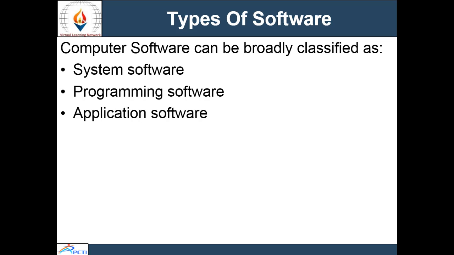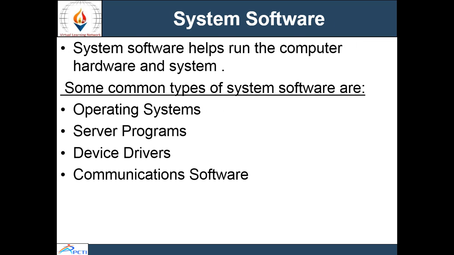Types of software. Computer software can be broadly classified as system software, programming software, and application software. Let's start with system software. System software helps run the computer hardware and system. It is designed to control the operations of a computer and coordinate all external devices like communication devices, printers, keyboards, display units, etc. It manages all the computer resources like memory and processor time in an optimal and stable manner.